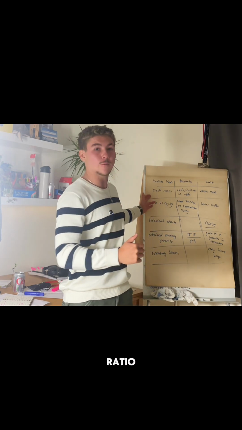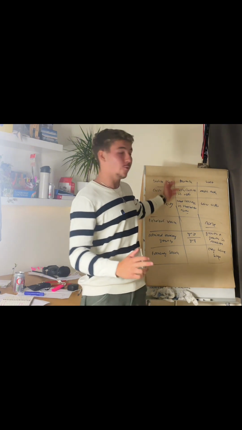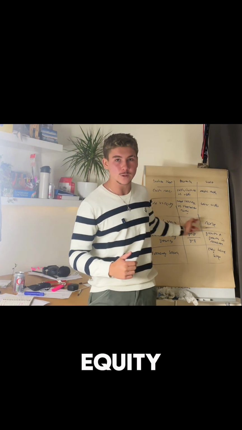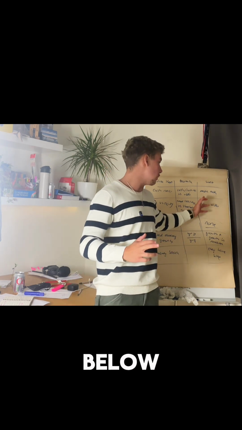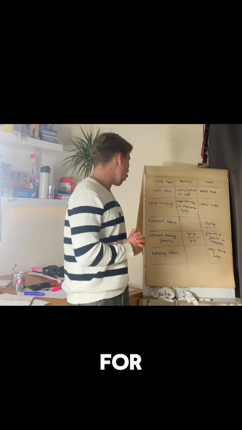So after the cash ratio, which we already went over, we have debt versus equity. The formula for how you work this out is current liabilities versus shareholder equity. We want this number below 0.8, which is what Warren Buffett says is the top line for this.